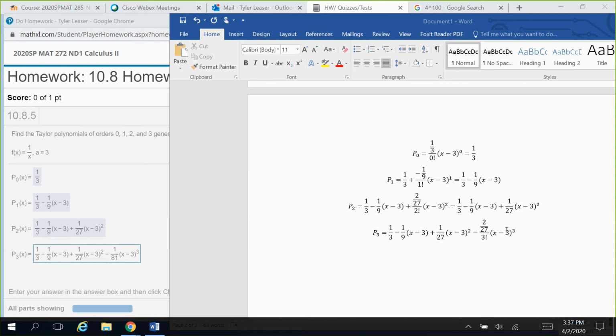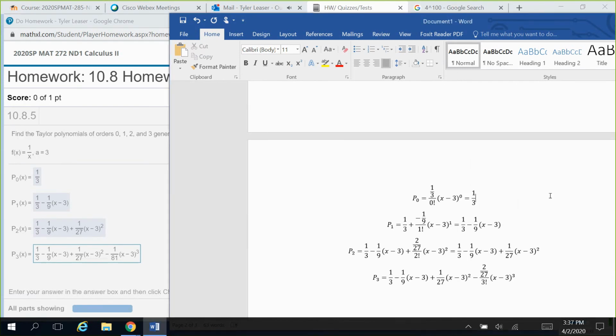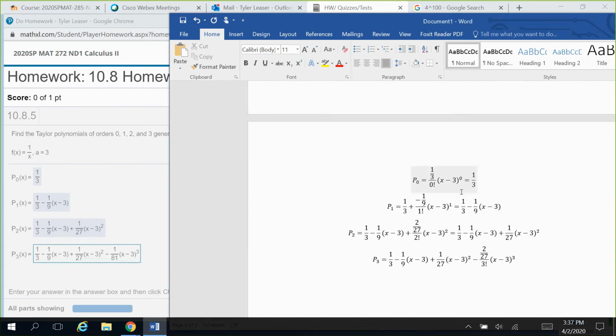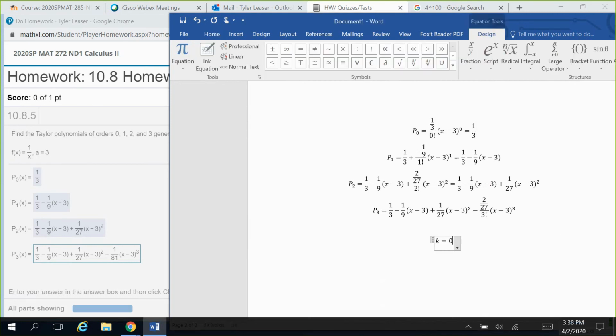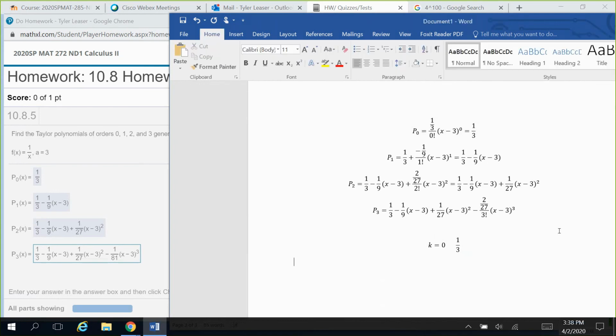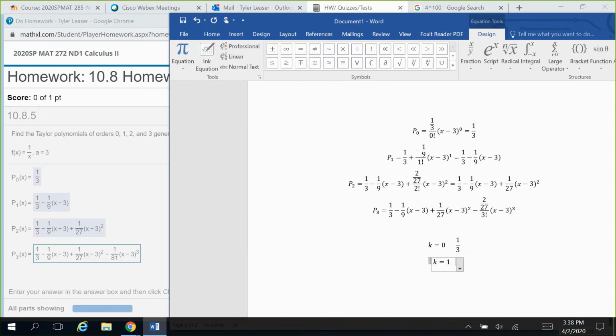Do you have any tips on how to keep it organized? Not like I did, but like in columns or something? Oh yeah. So what I would probably do, I kind of did it as I went. I would just figure out what the first term is. So I would do something like, okay, at k equals 0, I'm going to have my 0th term, which was just 1/3. And then when k is 1, I'm going to have the next term. That one ended up being the negative 1/9 times x minus 3.